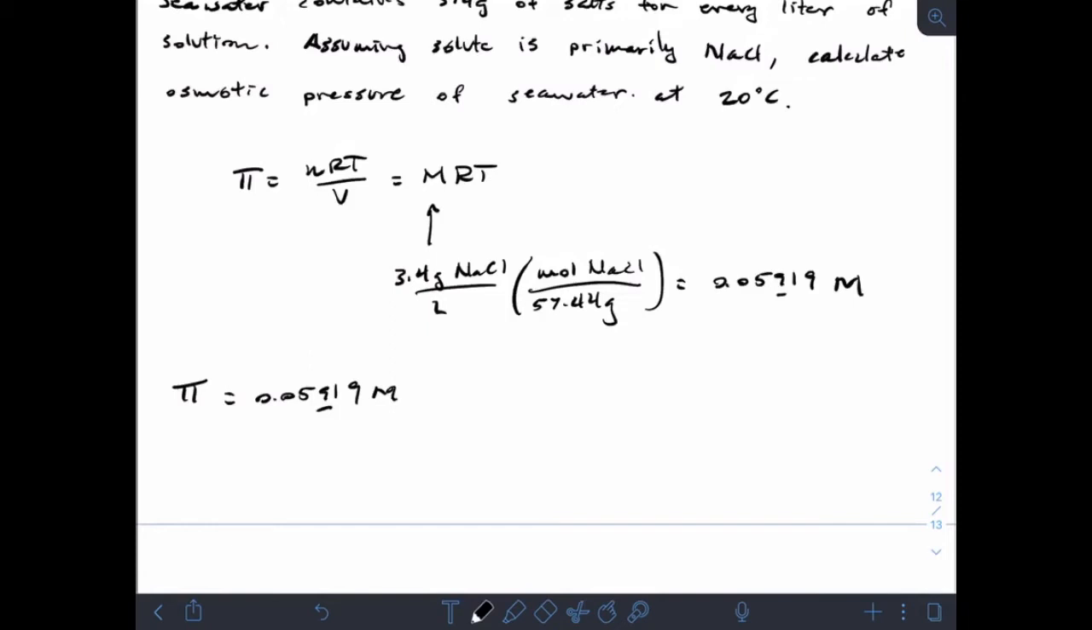Our molarity of the salt water solution times the ideal gas constant, 0.0821 liters atmospheres over moles Kelvin, times 293 Kelvin, means that our osmotic pressure of seawater is 1.4 atmospheres.